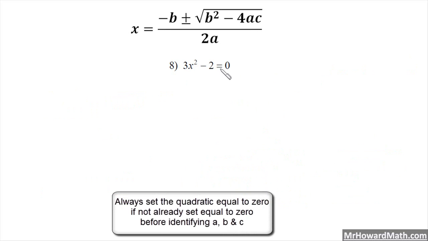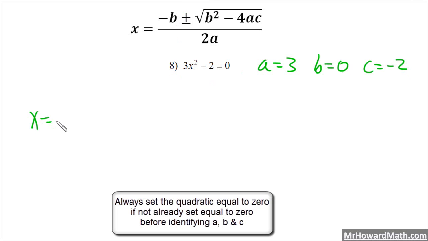So it is set equal to 0. Now we identify our a, b, and c. So a is 3. B is, there is no b there because there's no x term. So we're going to say b is 0. C is negative 2. So when we fill in the quadratic formula, everywhere there's a b, we're going to put a 0.